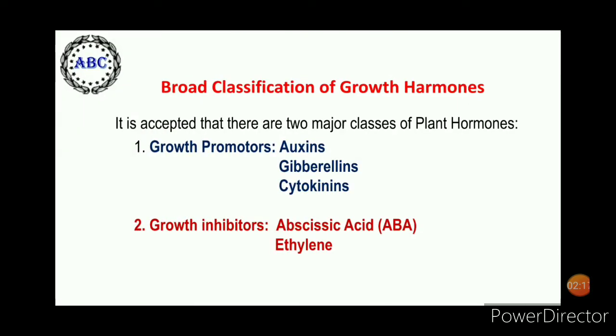Broadly, the plant hormones are classified, and it is accepted into two major classes: growth promoters, auxin, gibberellins and cytokinins. These are generic groups of hormones which regulate or stimulate the proper growth and development in plants, whereas the second one are called growth inhibitors. These are also essential, indirectly used for the growth and development, but these are essential in ripening of fruit, initiation of flowering, and the senescence of the plants, and these are abscisic acid and ethylene.